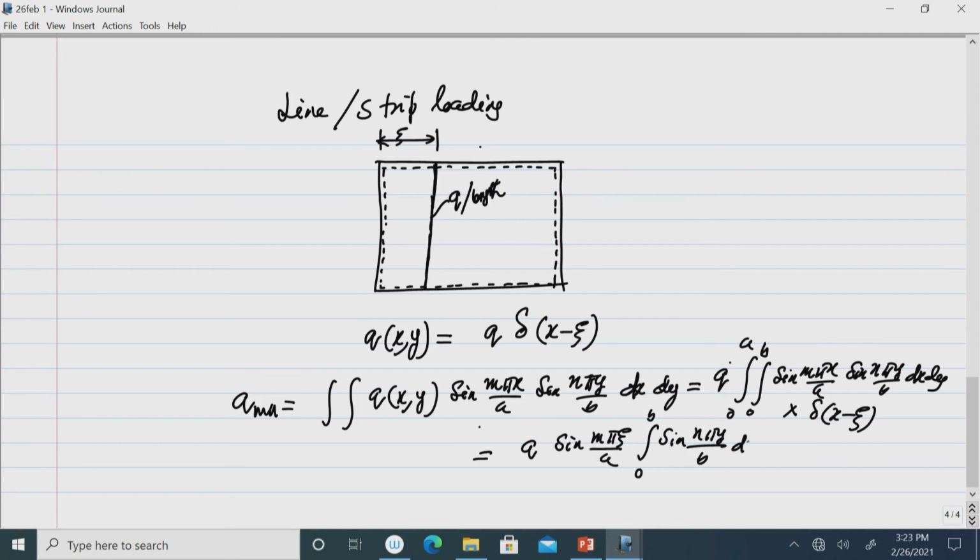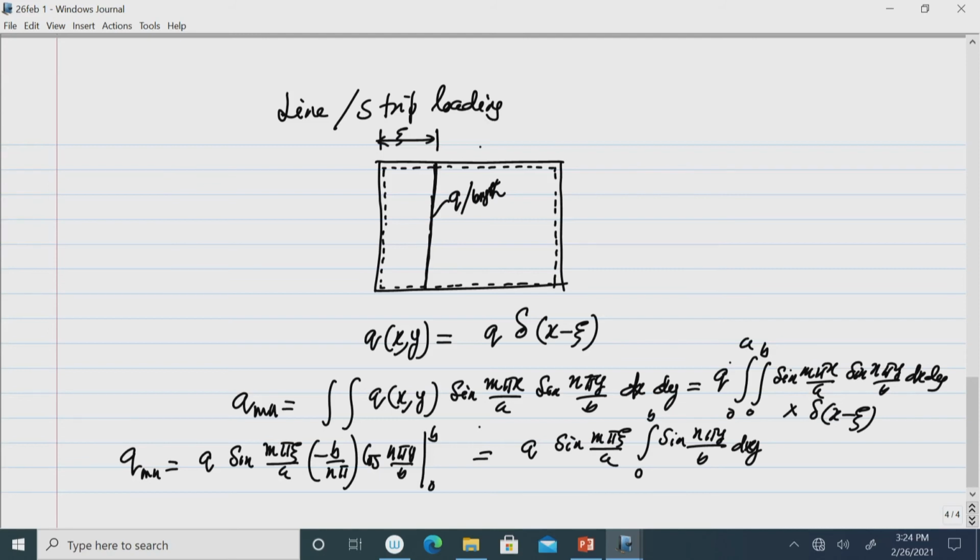Because of the property of the Dirac delta function, we have found this integral with respect to x very easily by replacing x by xi. This integral can be carried out, and finally q_mn can be obtained as q into sin(m pi xi / a), and this is minus b / (n pi) cos(n pi y / b), then you put the limit 0 to b. So, after simplifying this, you can get q_mn completely, and then you proceed to find a_mn and then the deflected surface.